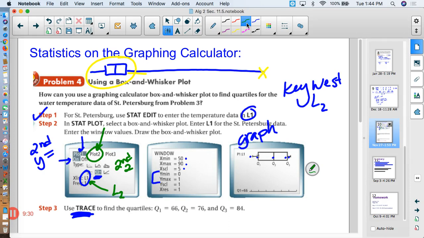And now when you hit graph, you shouldn't have to reset your window. Now when you hit graph, you should see 2 of them. Yes? Questions on that?